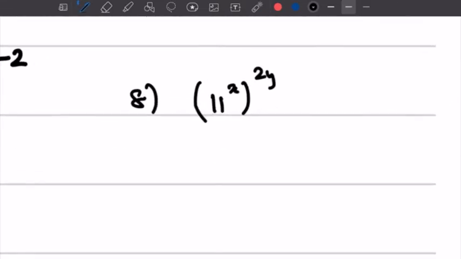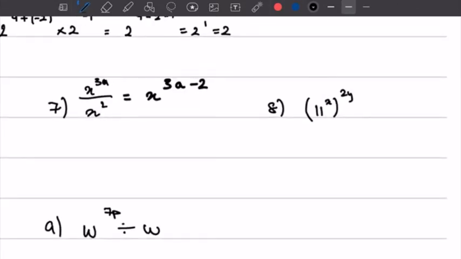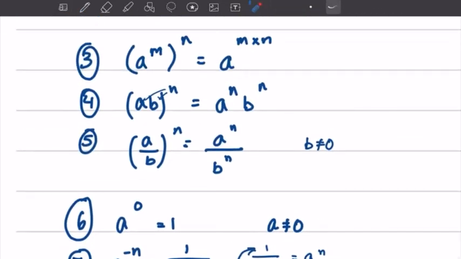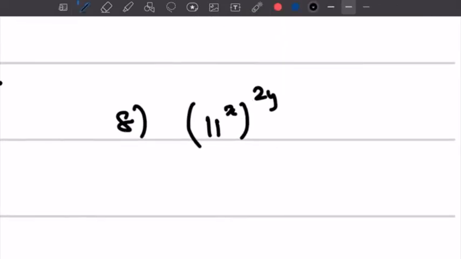Next we have 11 to the power of x to the power of 2y. So you may recognize this. This will be law number 4, where you're splitting the power exponent to each of the bases. So the same thing goes here: 2y would go to everything. So this just becomes 11 to the power of 2xy.